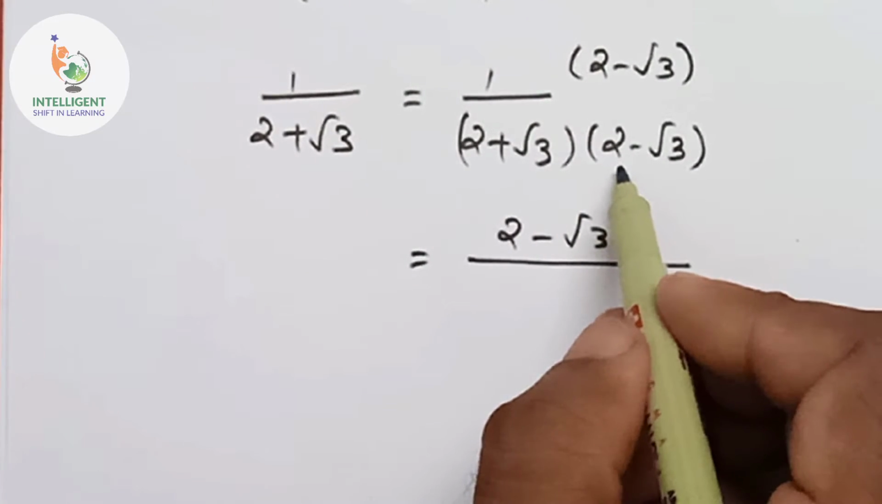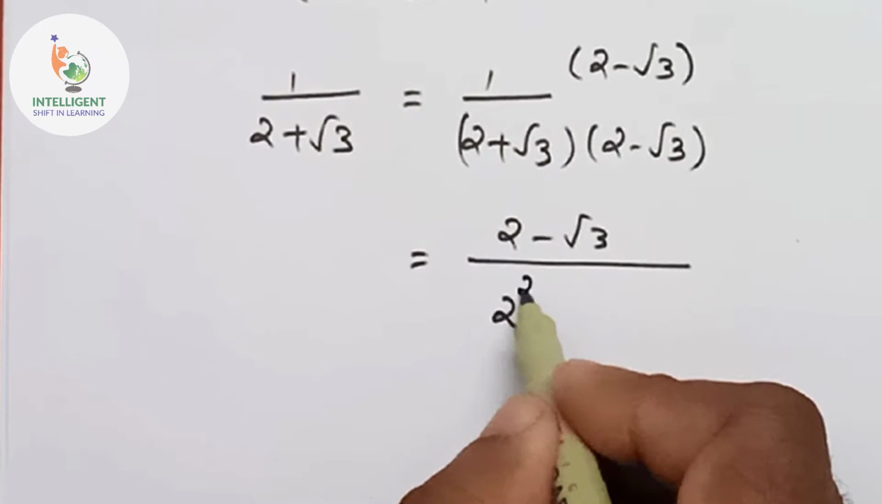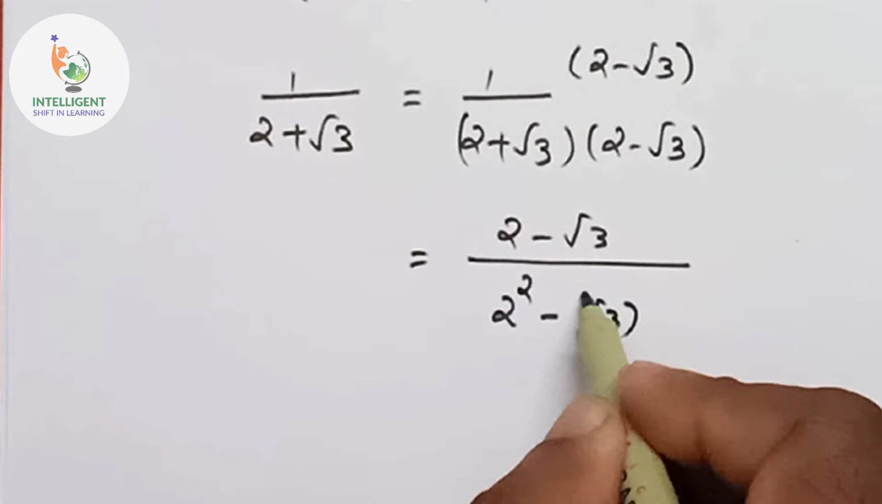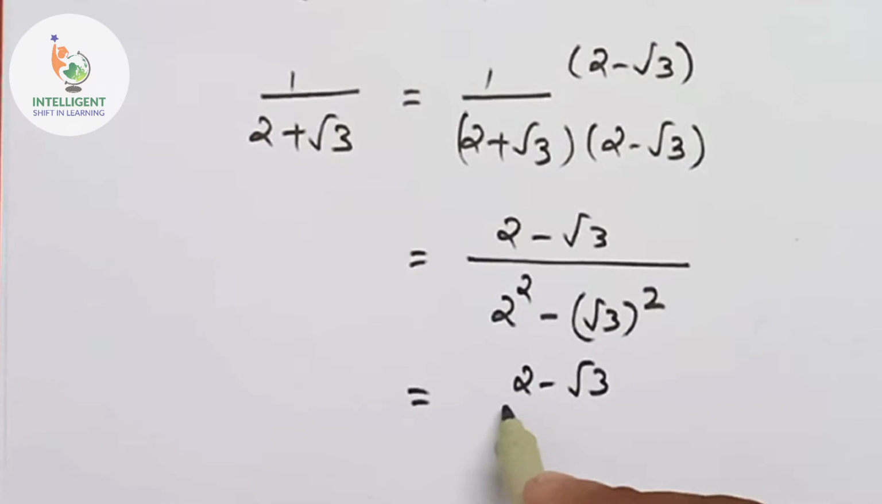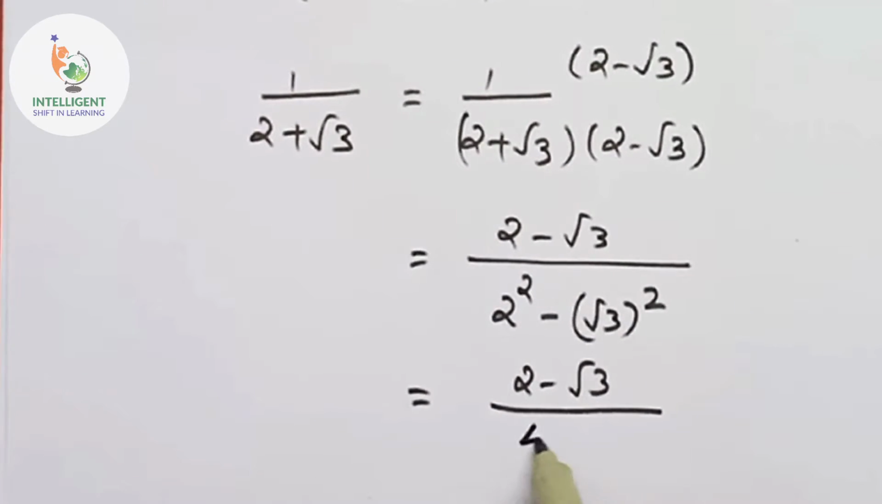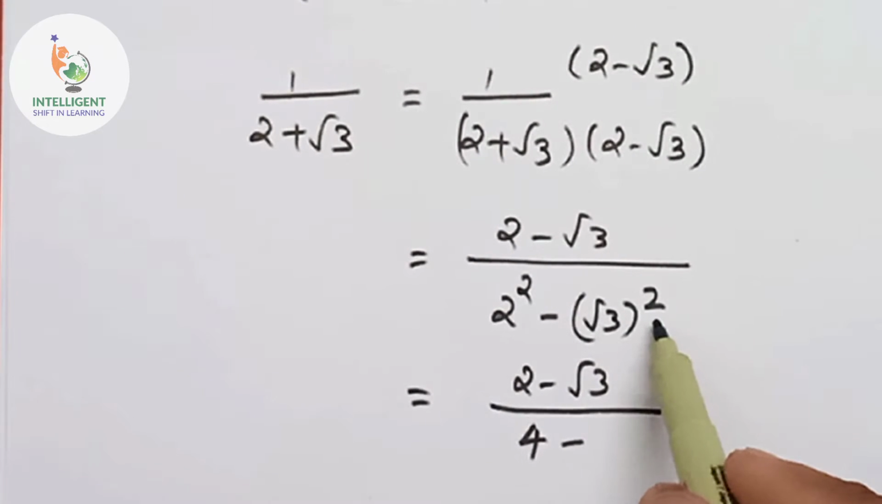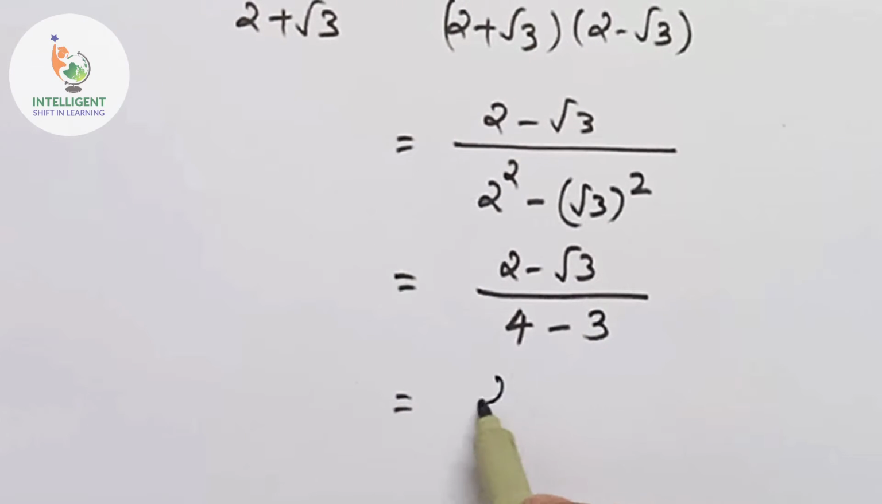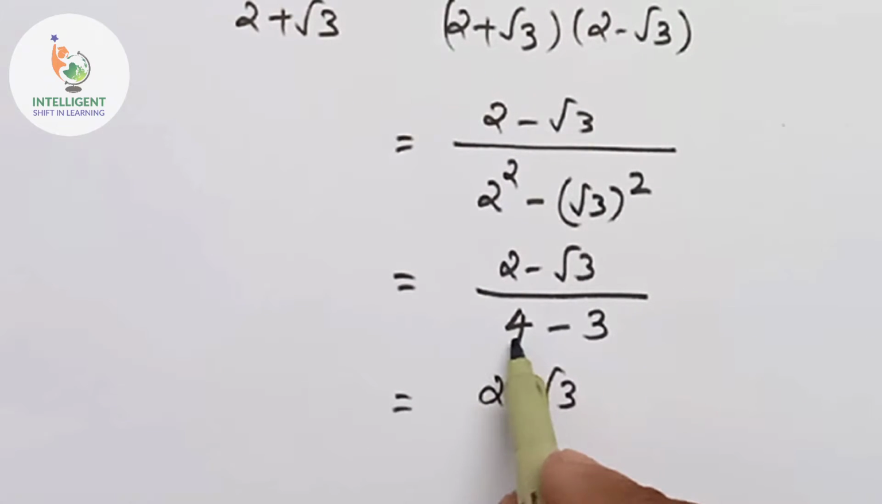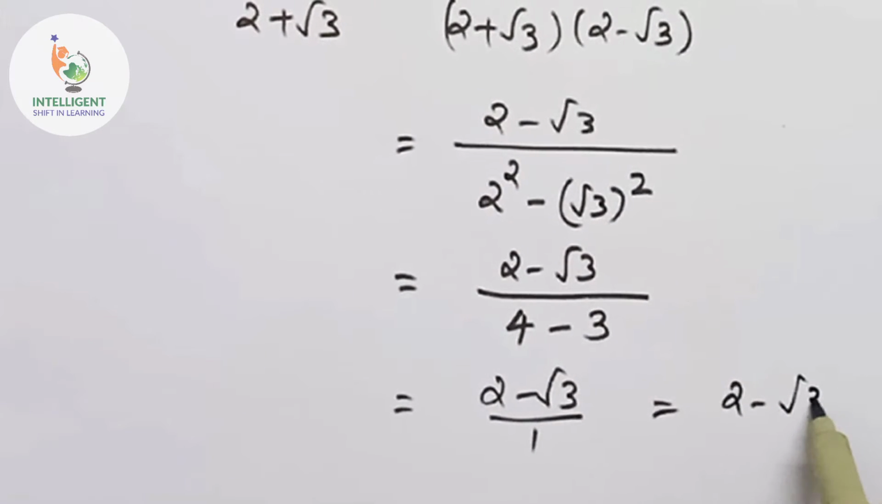2 plus root 3 into 2 minus root 3 is 2 square minus root 3 the whole square is equal to 2 minus root 3 divided by 2 square is 4, root 3 square is 3, is equal to 2 minus root 3 by 4 minus 3 is 1, which is a rational number, is equal to 2 minus root 3.